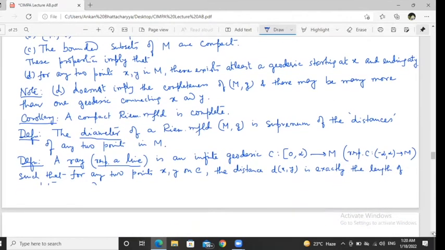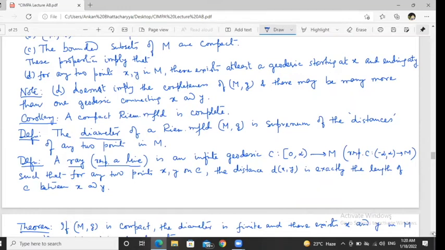Now I come to another concept, the diameter. The concept of the diameter of a Riemannian manifold: it is the supremum of the distances between any two points in M. Distance is the infimum of all lengths, and the diameter of the Riemannian manifold is the supremum of the distances of any two points in M.